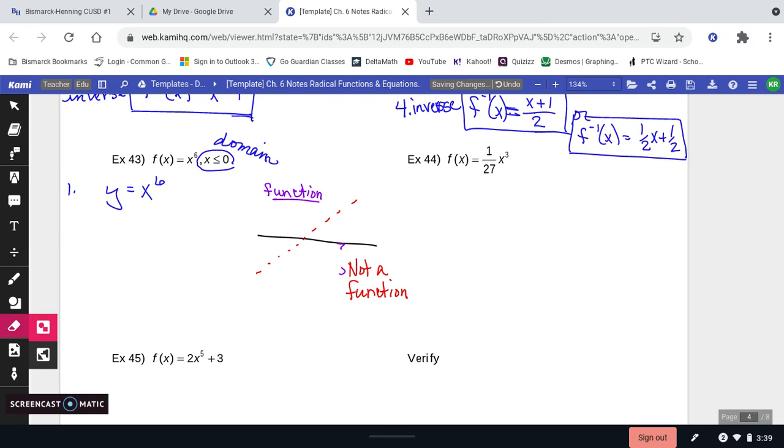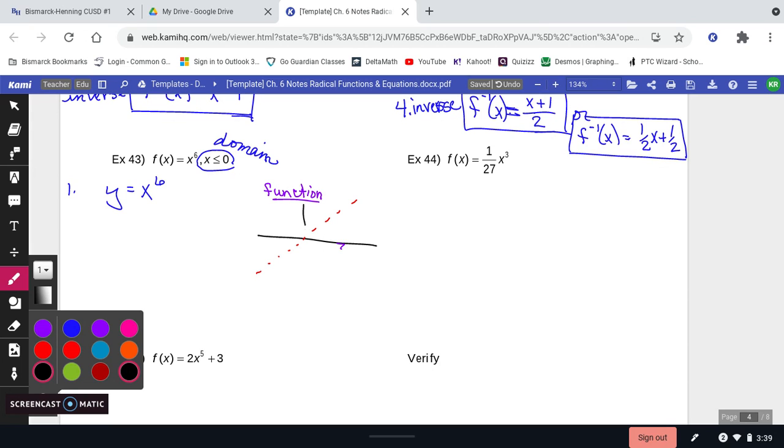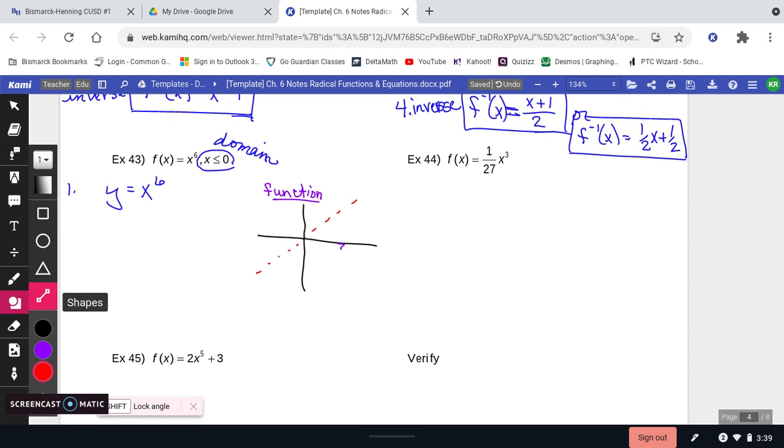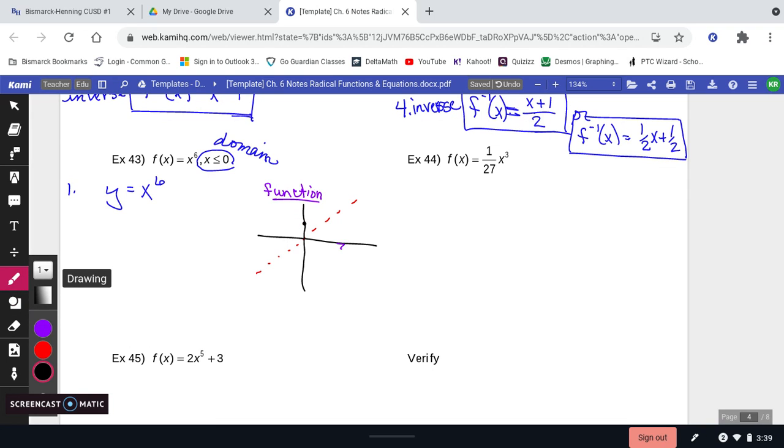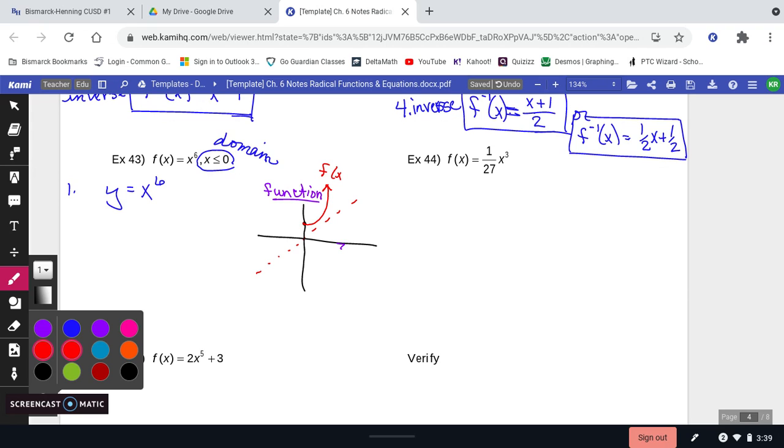Okay, so let's go back. Here's our coordinate plane. What if I say, you can only have points of your parabola that are 0 or greater. So then basically you have half of a parabola. Well, this is my original function. That's still a function. If I do a vertical line test, I only intersect one place. So that is still considered a function.